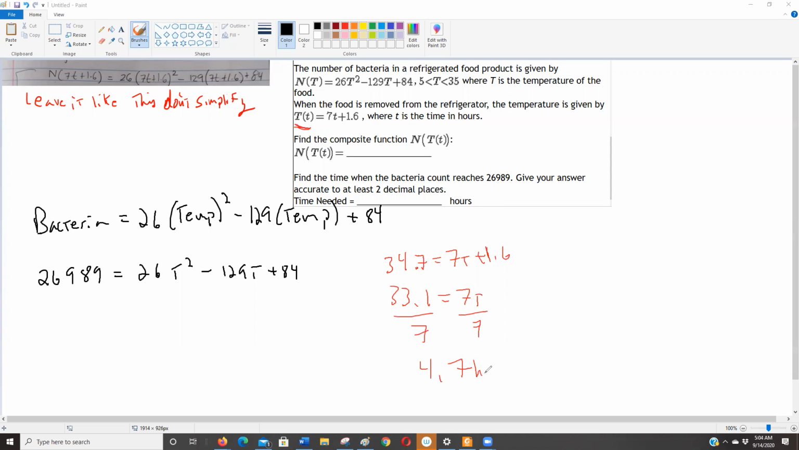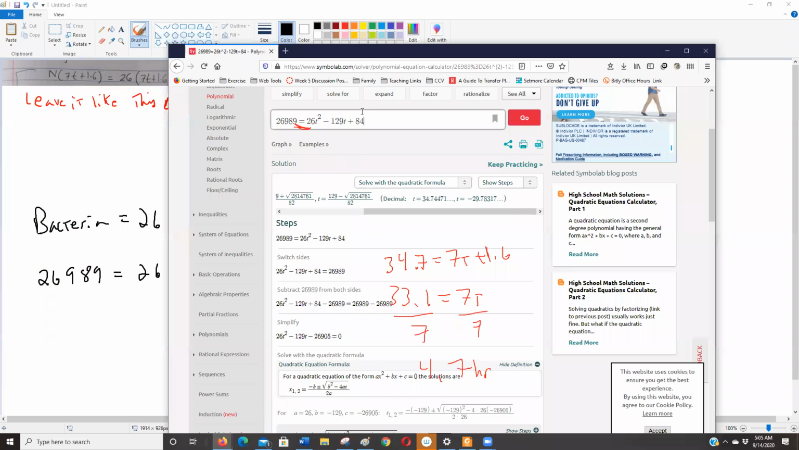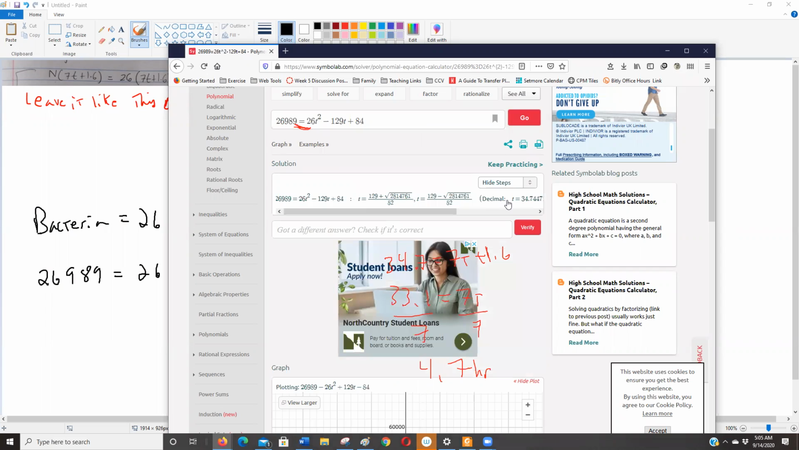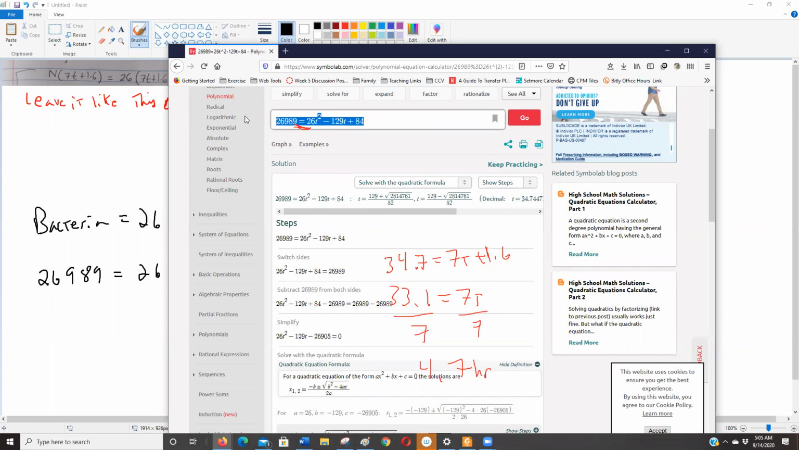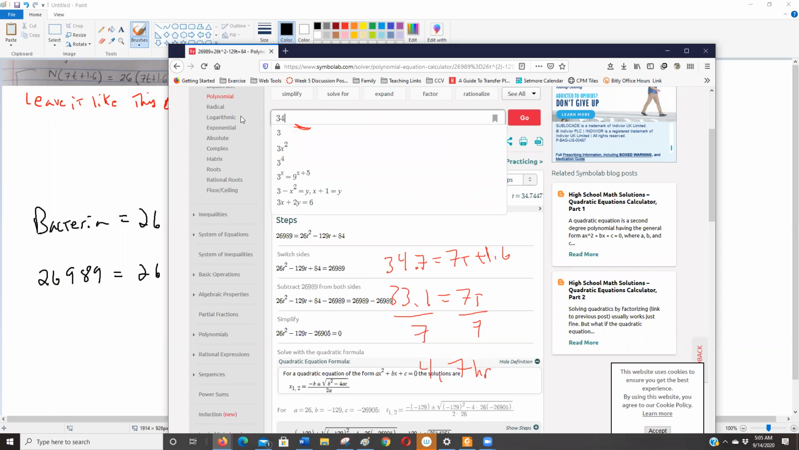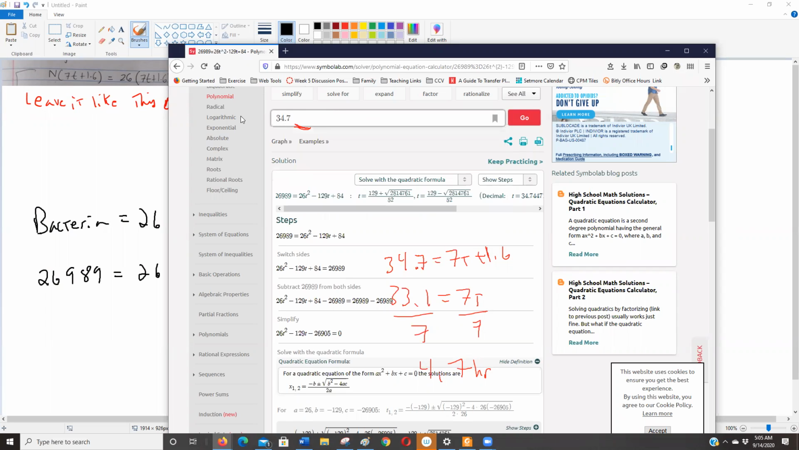4.7 hours. Now I'm not sure I have enough decimal places to make MyOpenMath happy with this. So what I probably will do is come right back here to Symbolab. The function is 7t plus 1.6. I could just do it with a calculator, but since I have Symbolab open, I'm going to clear this. I can't copy paste, can I? So I'm just going to type it right here: 34.7447. That's probably enough to keep Symbolab happy.